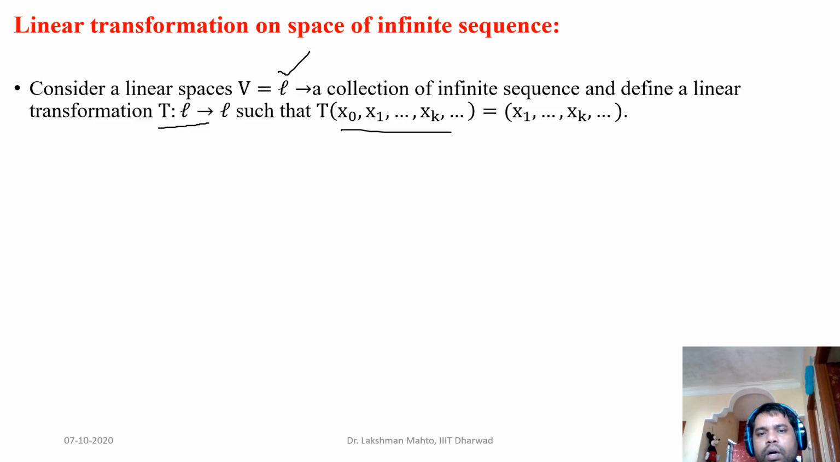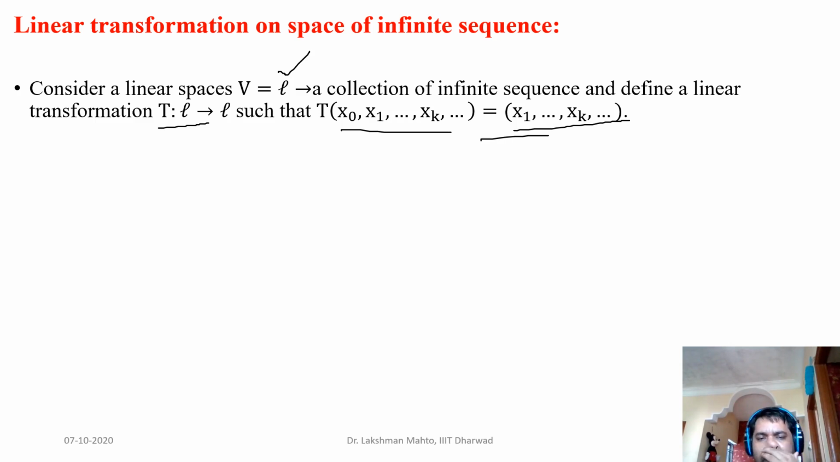So here we are taking a sequence whose first term is x0, and then it will go on. So we take a sequence like this: x0, x1, xk, up to infinity. It is an infinite sequence. What is the image of this? We just truncate, we leave the first term x0 and the remaining terms stay. So it is again an infinite sequence. If you leave any one term of an infinite sequence, it is again an infinite sequence. So the linear transformation is defined this way.